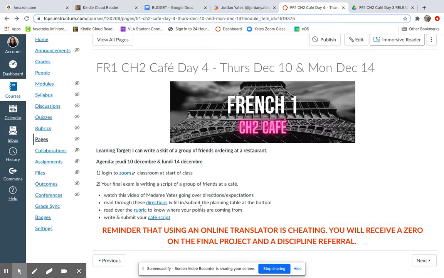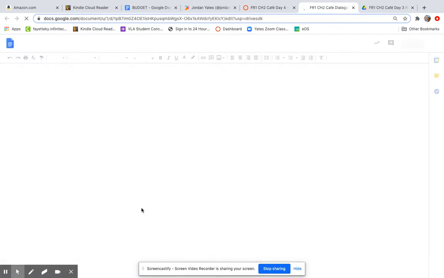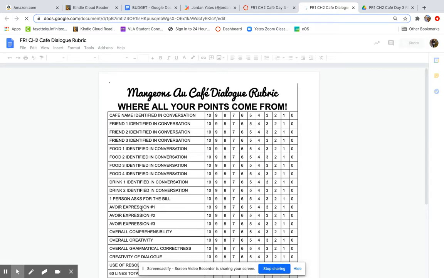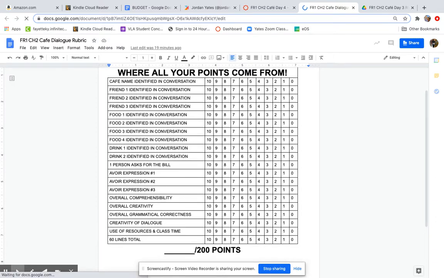All right, now let's look at the rubric. This is where we figure out where our points are coming from. Everything is 10 points for a total of a 200 point final exam. But remember, it doesn't really matter how many points it is because it is always 15%. So do you identify the name of the cafe? That's a yes or no, so that's either 0 or 10.